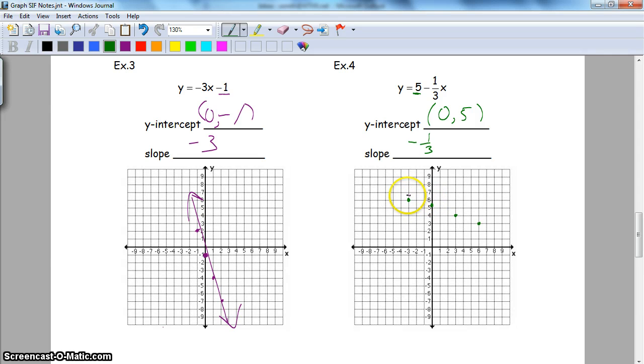Make sure your line is slanting down from left to right. Make sure your line goes through the points. What are you doing, Smith? Something like that.